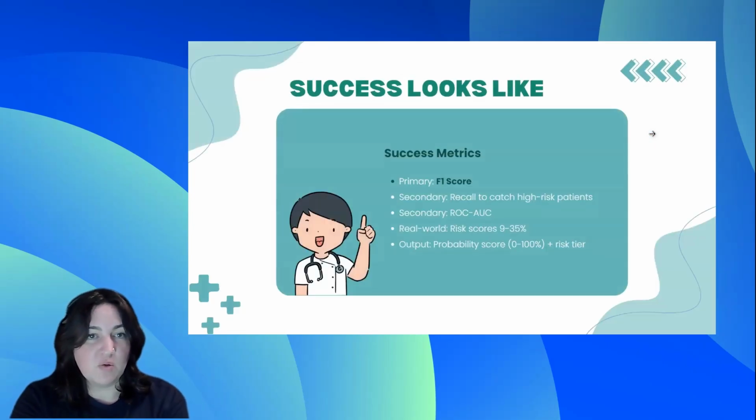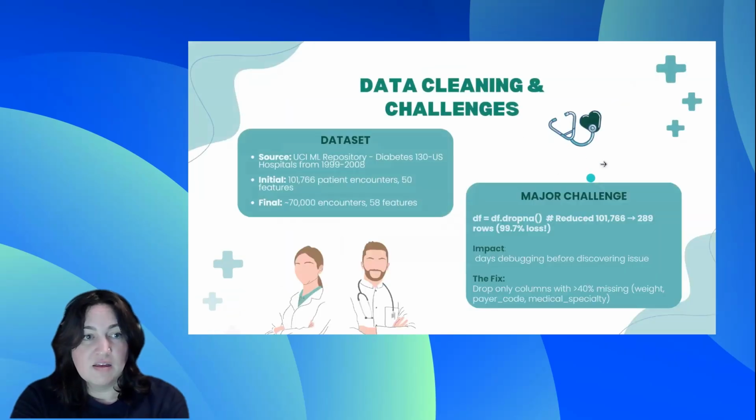So what I was looking for was the F1 score. I really wanted to make sure that I was balancing that delicate balance between not overwhelming the hospitals with cases that may not be as needy as others, and making sure that I was catching as many high-risk patients as possible. The secondary was the ROC-AUC score, partially because of the imbalance in the data.